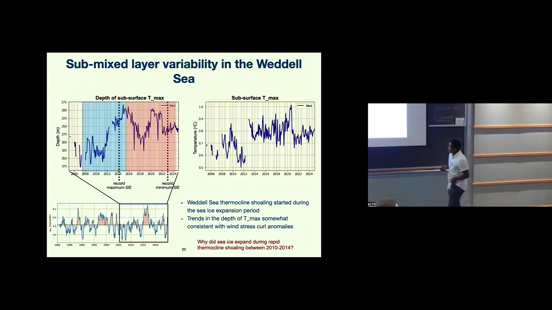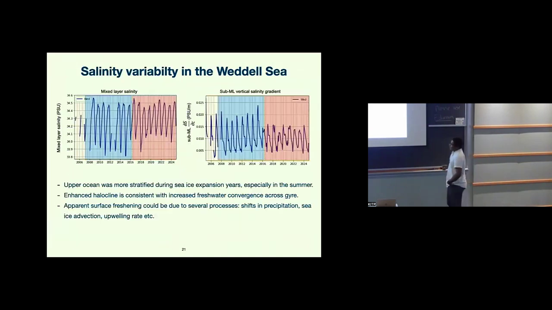So the big question here is why did sea ice expand during this rapid shoaling, or to put it differently, what was suppressing this upwelling of warm water? And Ethan nicely set the stage for this. I think a big part of what's missing from the story here is the freshwater fluxes. On the left, I'm showing for the WedLC mixed layer salinity over the 3 periods. On the right, I'm showing the subsurface mixed layer salinity gradient.